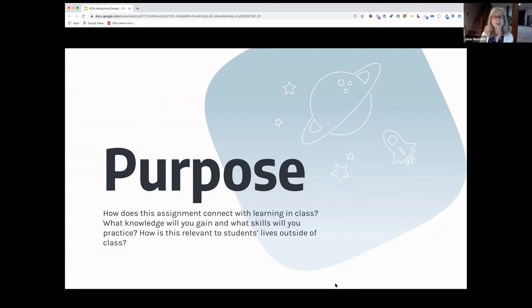So there are some questions that the instructors should consider when discussing the purpose of the assignment with students, either in writing or in a conversation in class. They might talk about what skills the student's going to practice, or maybe they'll explain the value of those skills in a way that's accessible to everybody in the class. You might talk about where this assignment fits in the arc of the class, or how it might be relevant to students' lives outside the class.